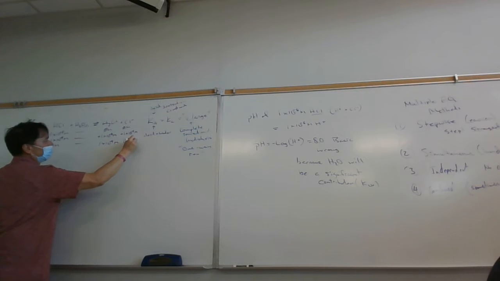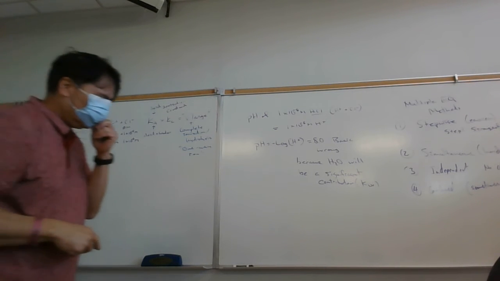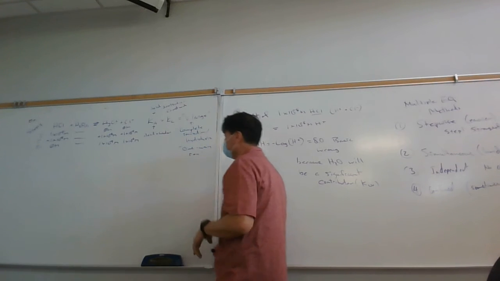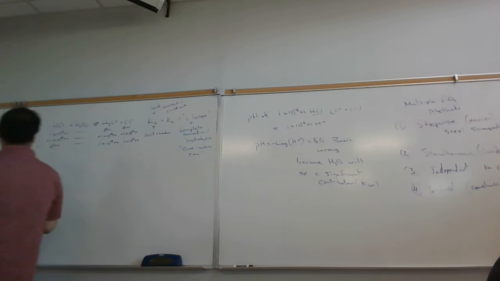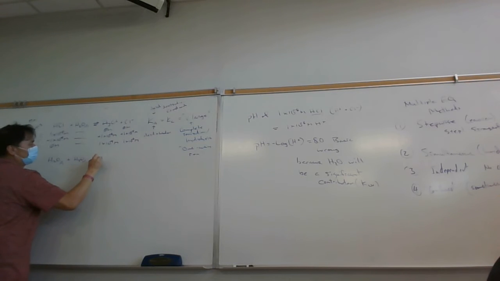And so in step 1, how much hydronium did we produce? We produced 1 times 10 to the minus 8 molar. But if we stop here, we're not getting all the hydronium in the solution because there's a step 2. And step 2 is going to produce a little bit of hydronium as well. That is H2O liquid plus H2O liquid going to hydronium plus hydroxide.